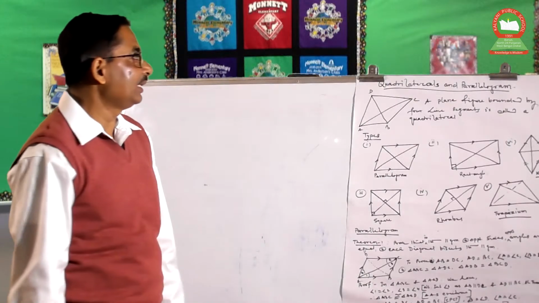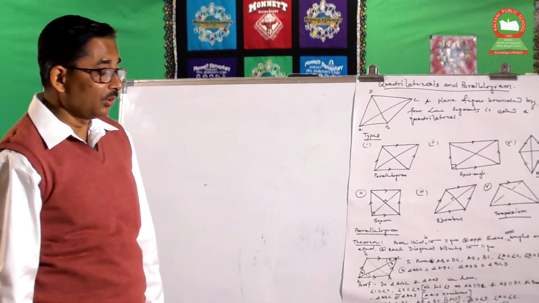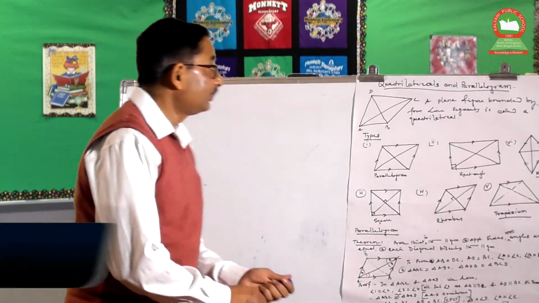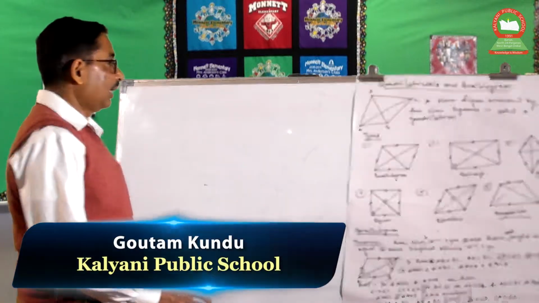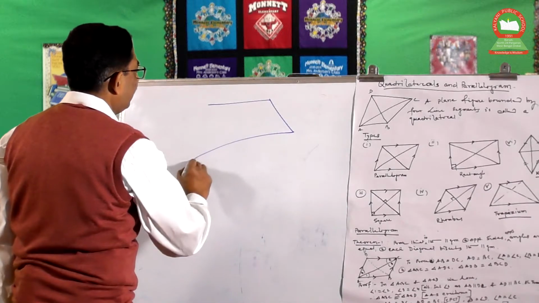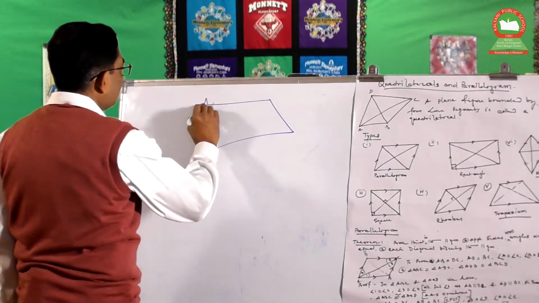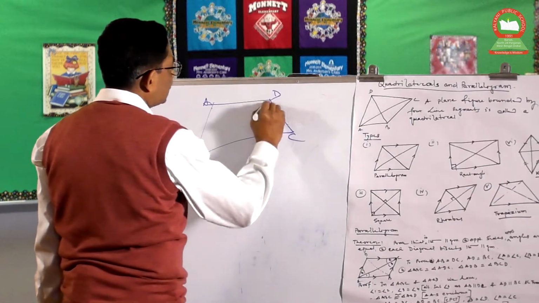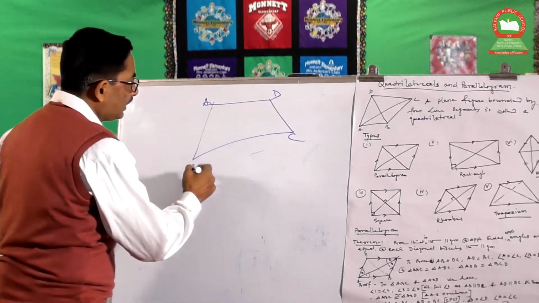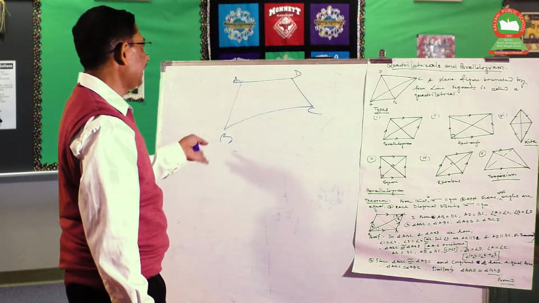Today our topic is quadrilateral and parallelogram. Now first of all, what is actually a quadrilateral? A plane figure bounded by four sides, bounded by any four line segments. We are just talking about the sides of this figure. This is actually four line segments on a plane.